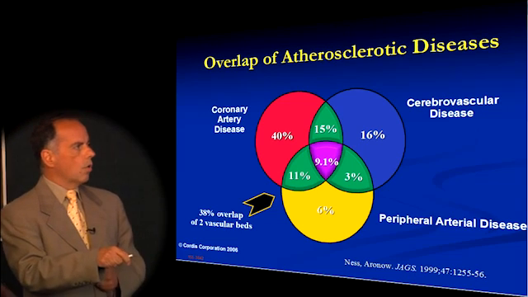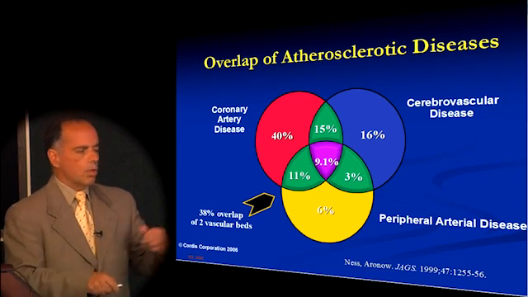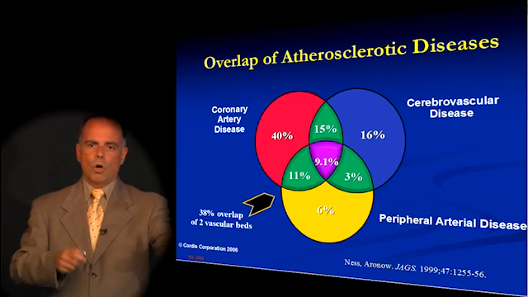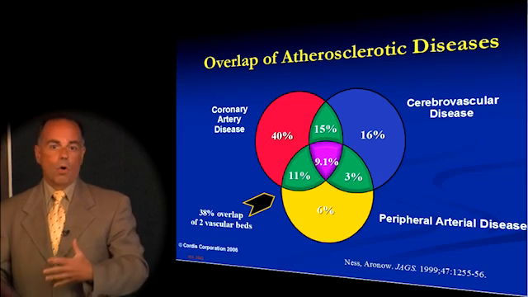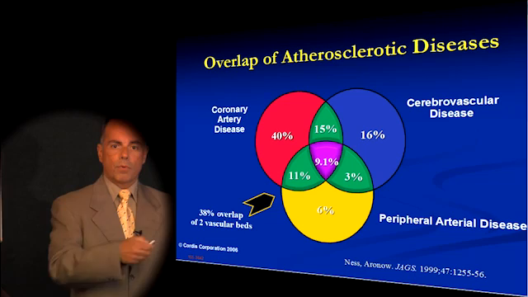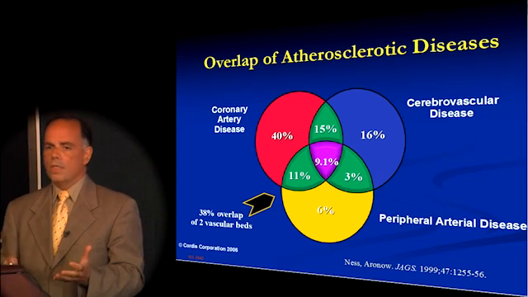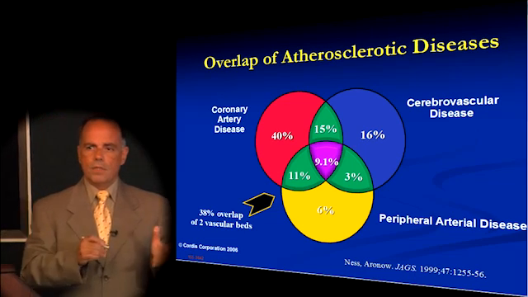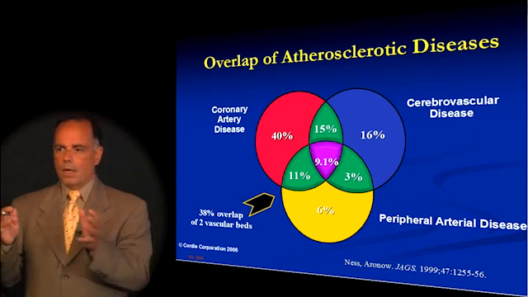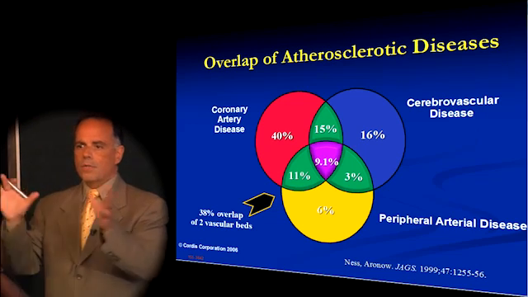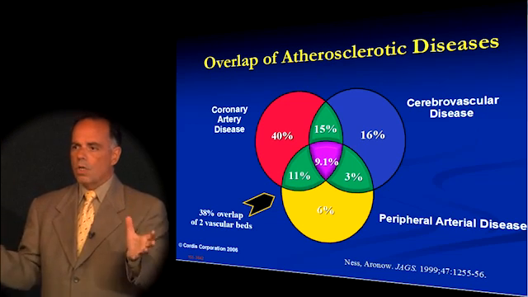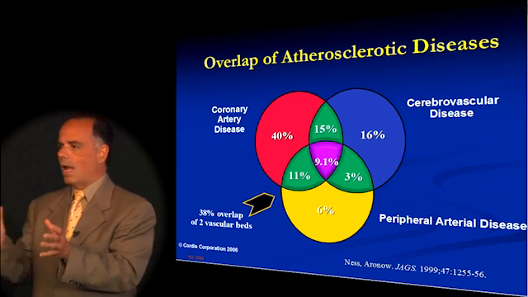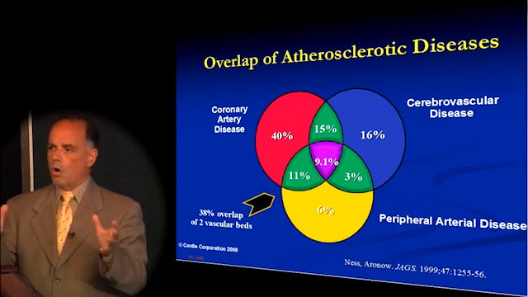So you could have coronary artery disease and peripheral arterial disease together, or a stroke and peripheral arterial disease, or a stroke and a heart attack and peripheral arterial disease. And the whole point of this slide is that these diseases do not occur in an isolated environment. They're all interdependent. And my best analogy to that is they're all arteries.